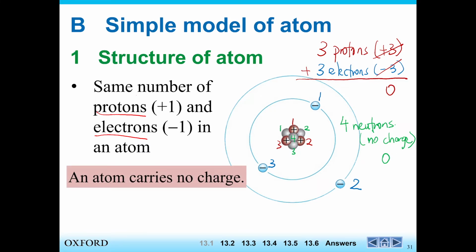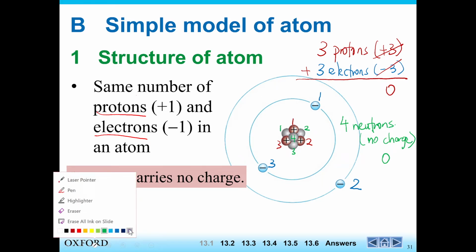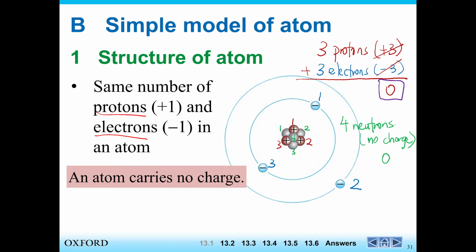So overall, as I said, an atom carries no charge. As seen over here, you found out it's 0. That's why it carries no charge. That's what this statement means. So we would say that an atom is electrically neutral, meaning overall there is no charge.